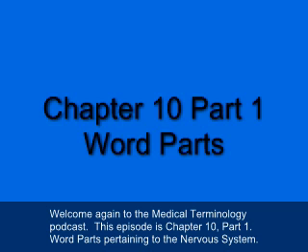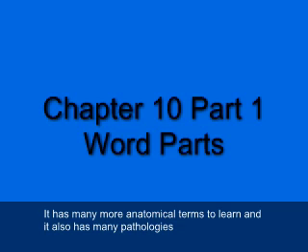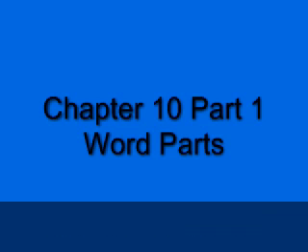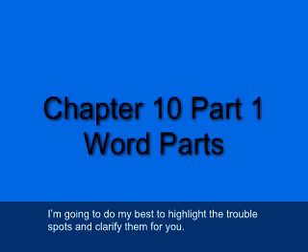This episode is Chapter 10, Part 1, Word Parts Pertaining to the Nervous System. Chapter 10 on the nervous system is much more difficult than the previous chapters. It has many more anatomical terms to learn, and it also has many pathologies that are oftentimes slippery, a bit difficult to distinguish from one pathology to the other. But I'm going to do my best to highlight the trouble spots and clarify them for you.